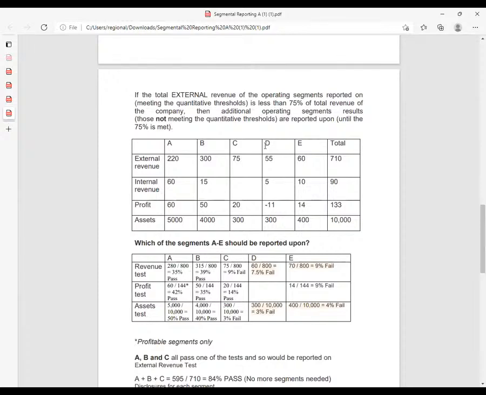So let us start with the revenue test. Tunaandika hapo kwa exam, revenue test. So we start with the first one, which is the revenue test. Ladies and gentlemen, we have to agree.